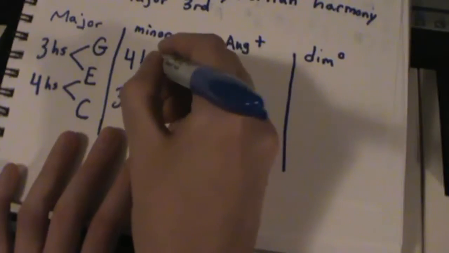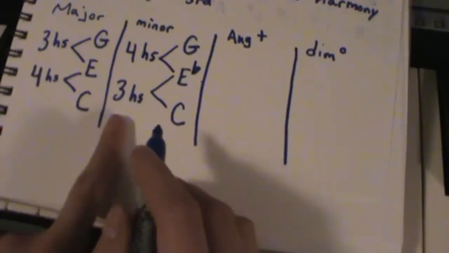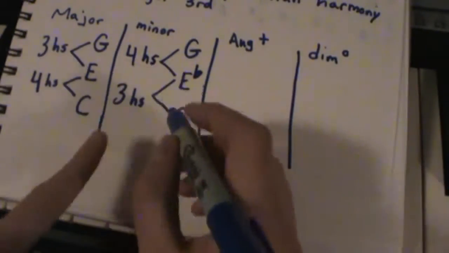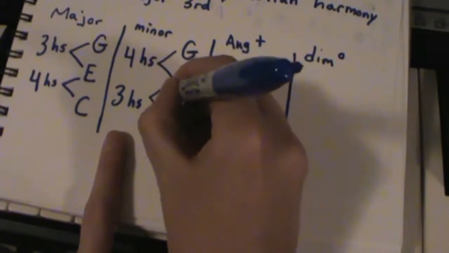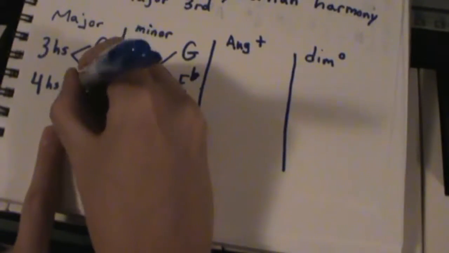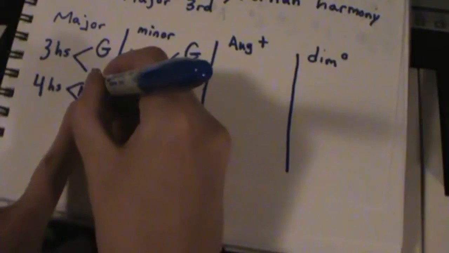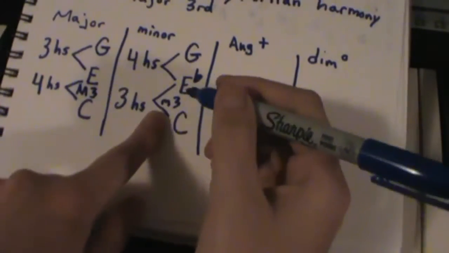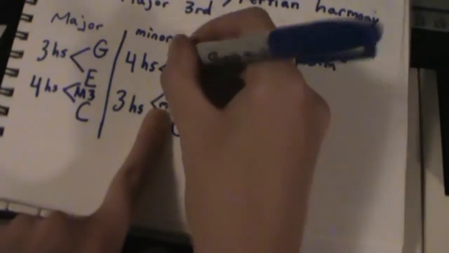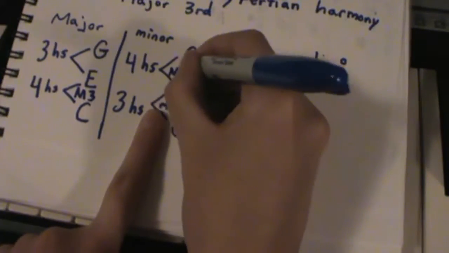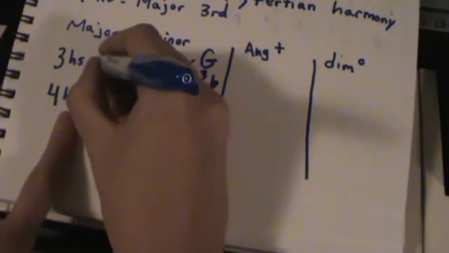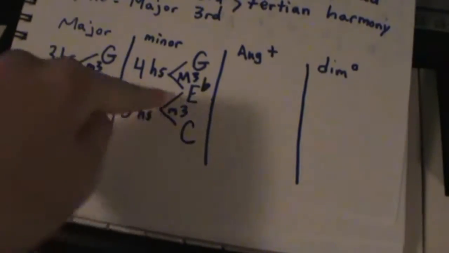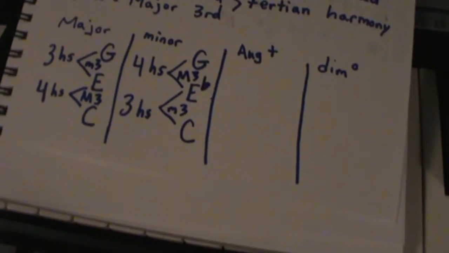4 half steps. So minor is actually a minor third on the bottom, and this is a major third. Capital letters indicate major, lowercase indicate minor. This one up here is going to be a major third. So major chords and minor chords, the thirds that you use to stack those chords are just going to be opposite to each other.